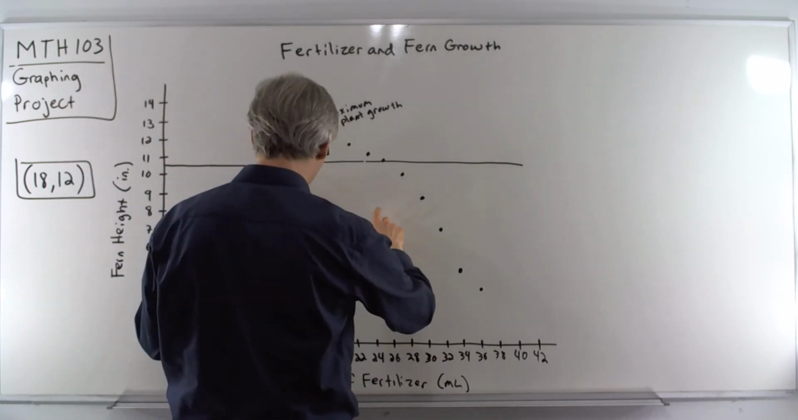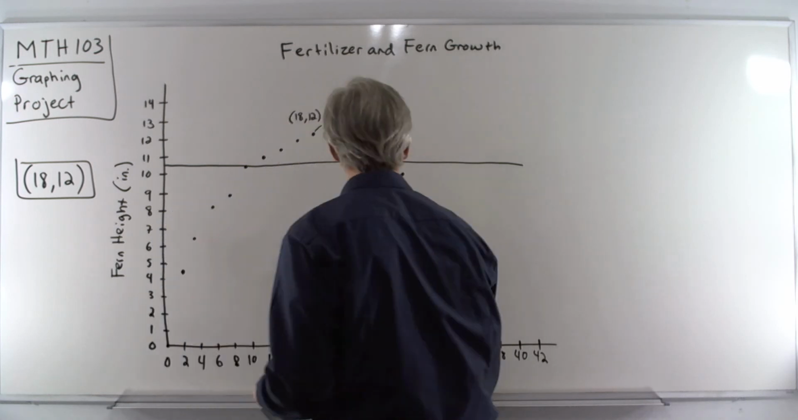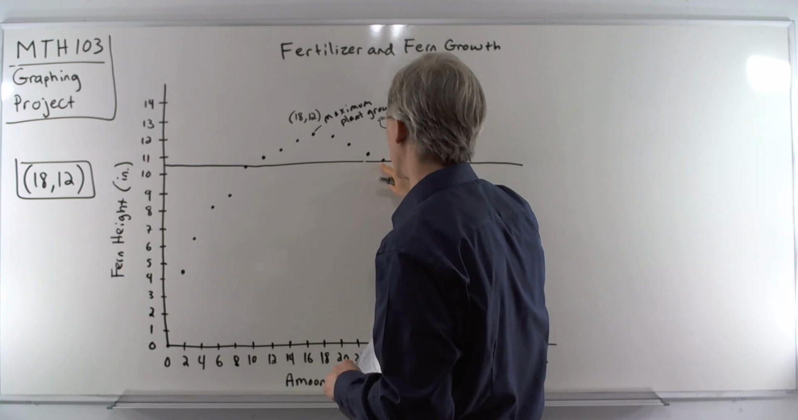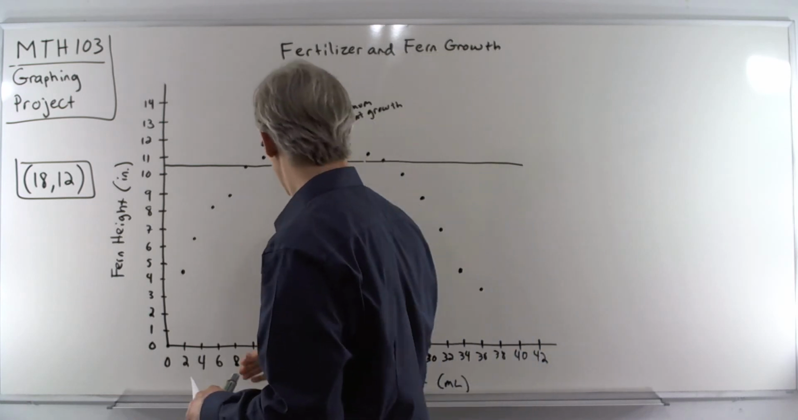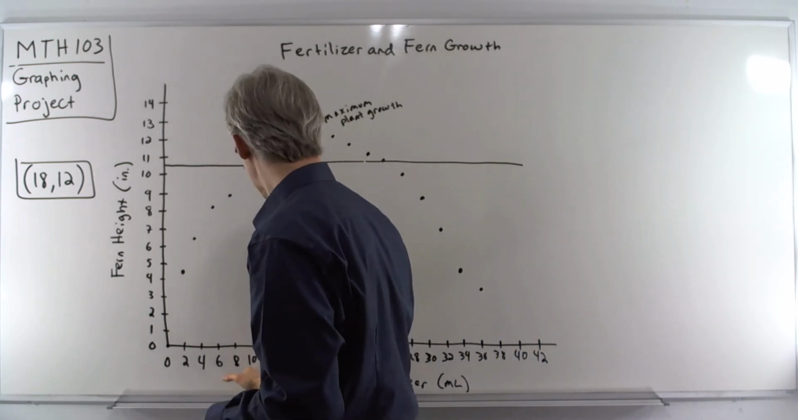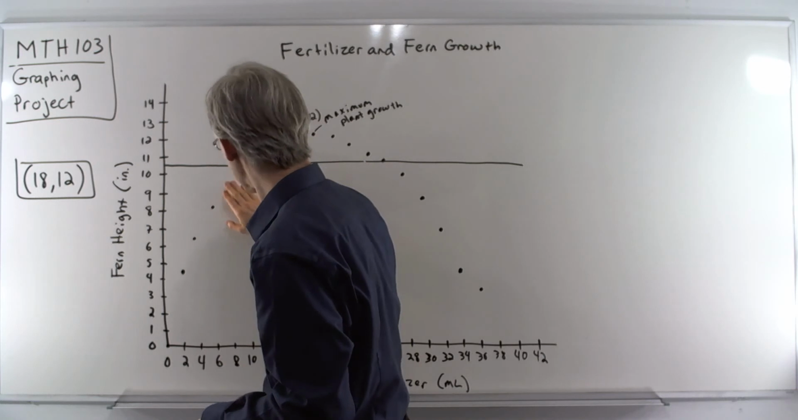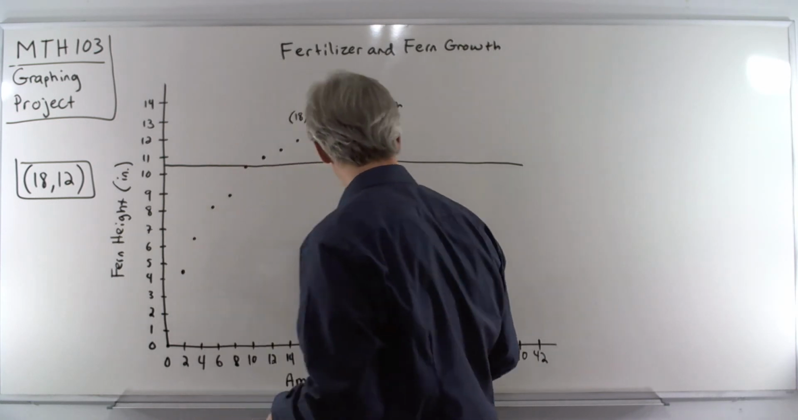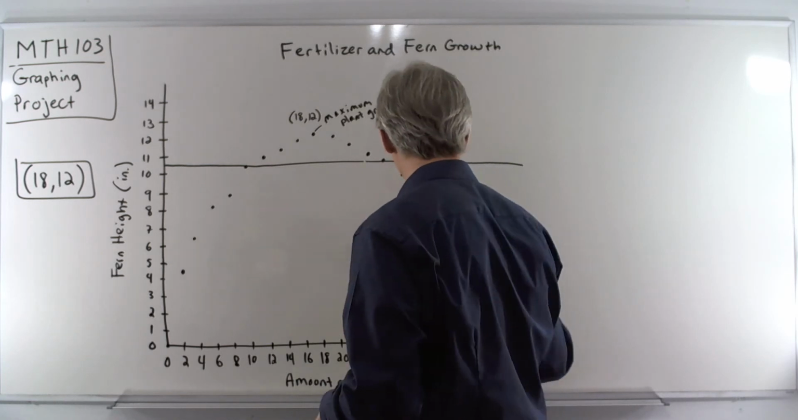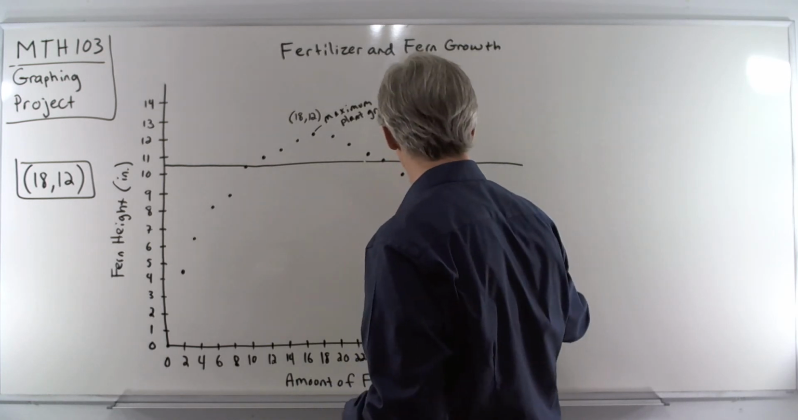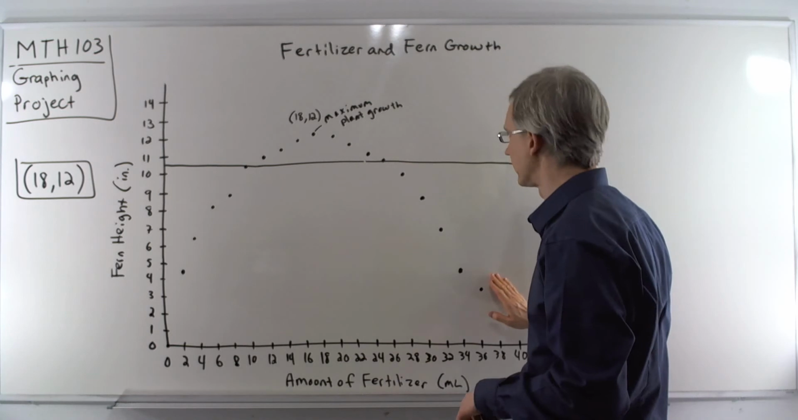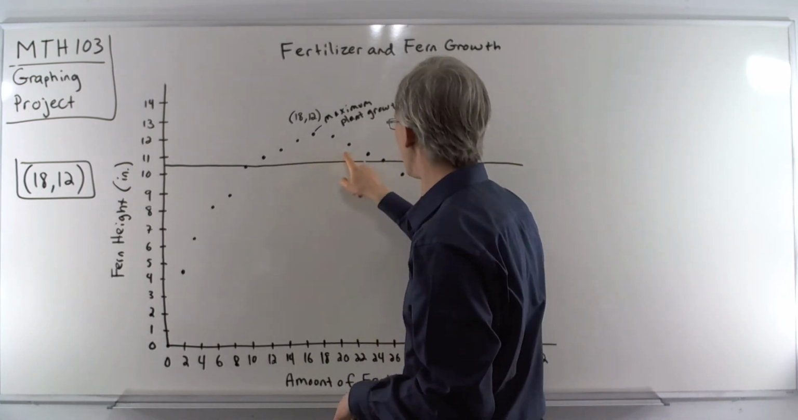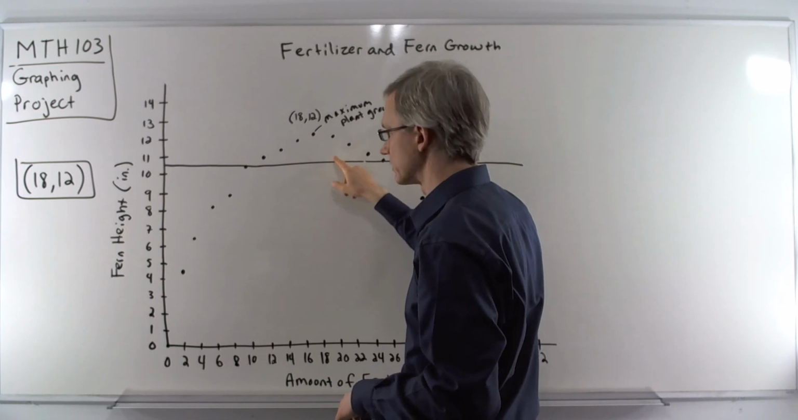And then at the ending, we got 24. So here at 24, 10.5. So anything less than 10, we've got less than 10.5 inches of growth. And anything greater than 24, we've got less than 10.5 inches of growth over here. It's only between those two values where we get more than, or at least, 10.5 inches of growth.